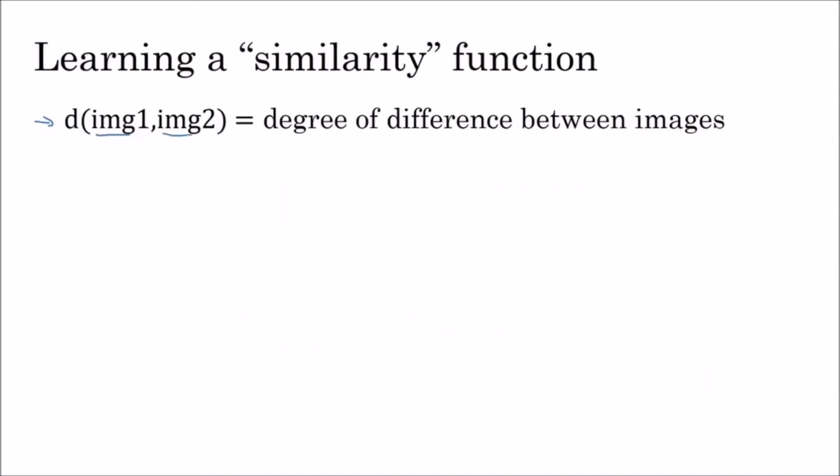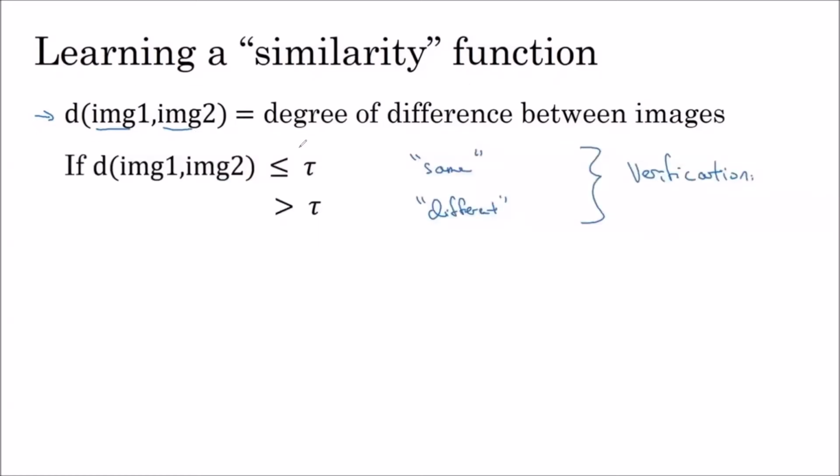That's why we are learning a similarity function. What is this similarity function? We are representing it with d, where d denotes the distance. We are taking an image 1 and we are taking another image 2. We are asking what is the degree of difference between these two images. If the degree of difference is small, that means these two images belong to the same person. If the degree of difference between the images is very high, then it indicates that these two images do not belong to the same person.